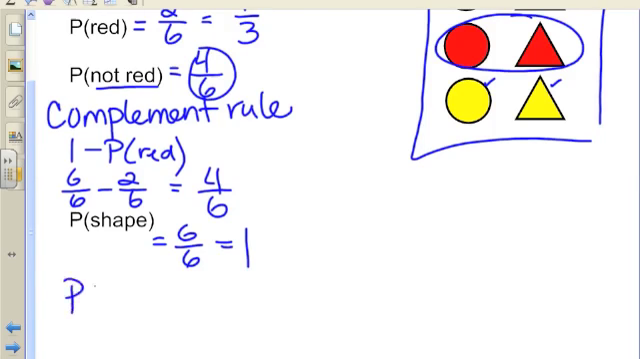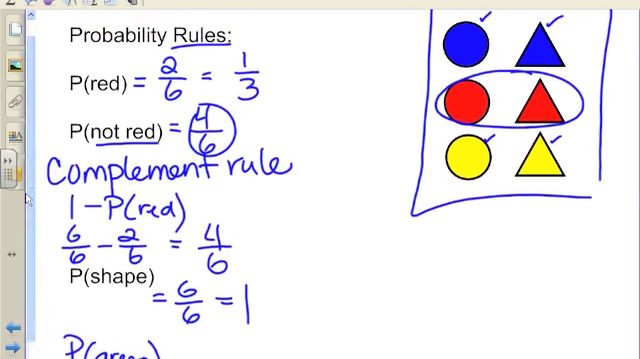And just for fun, I'll stick in an extra problem here. What's the chance that I get a green shape? Again, I'm just choosing from these we see pictured off to the side. Well, Ms. Curtis, there are 0 green shapes, so that's a probability of 0. So probabilities have to be between 0 and 1. Okay, we can't go negative and we can't go above 1.